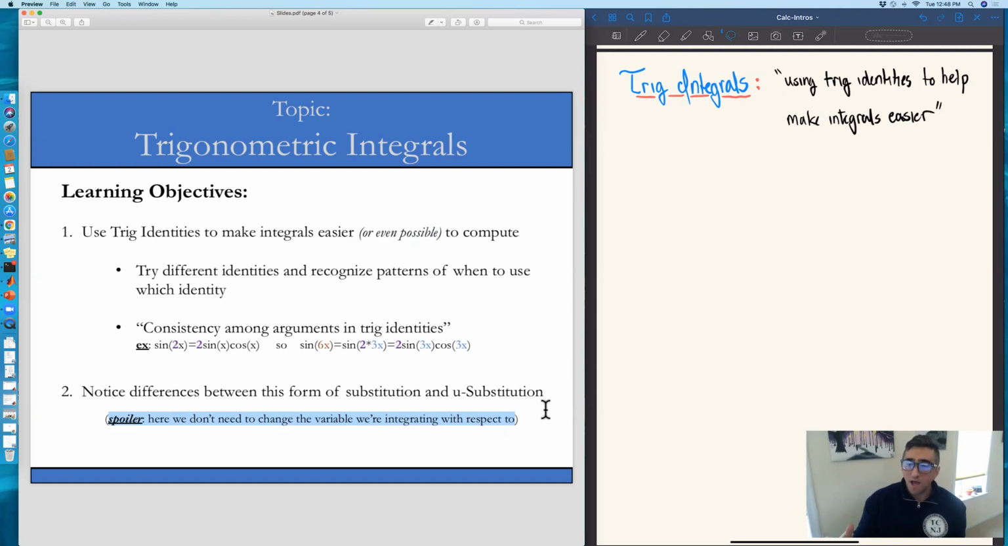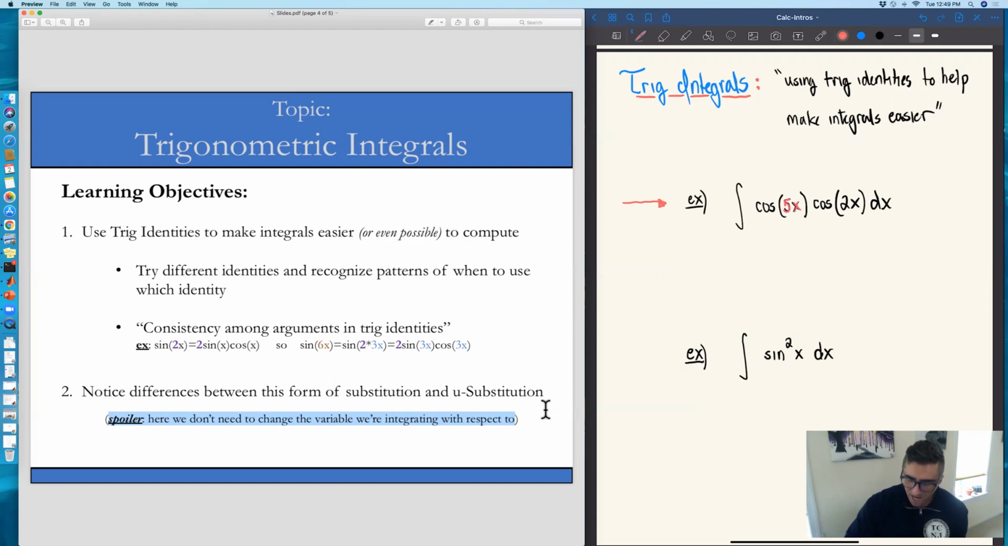So without further ado, I just want to give an example of some of these integrals that we might see pop up. So for example, here are two integrals. And both of these integrals would be very difficult to perform unless we had trig identities at our disposal. So in the first case, if we're looking at this top integral, what makes this integral difficult is the fact that both of these cosines have different arguments. We have a 5x and a 2x, so we can't actually just use any cosine antiderivatives we know as it stands right now.